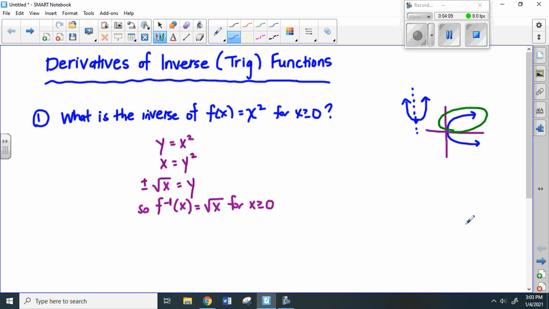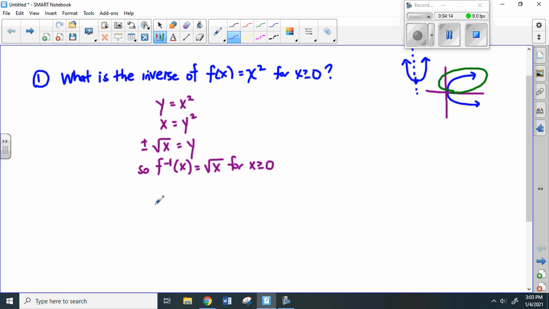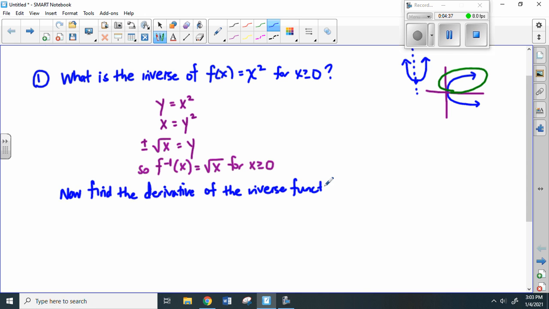Now the next thing I want you to do with that, we're still kind of on number 1 here, I want you to find the derivative of the inverse function. Well, I'm actually going to do it 2 ways. The first way is the obvious.